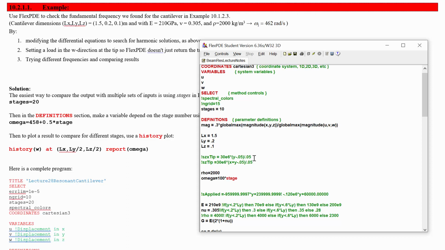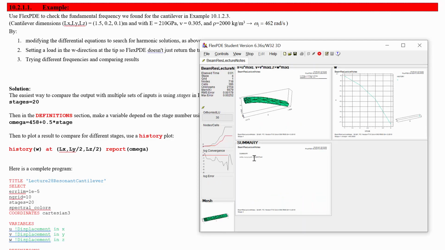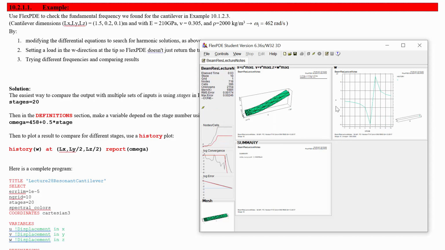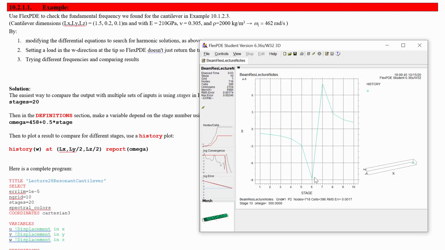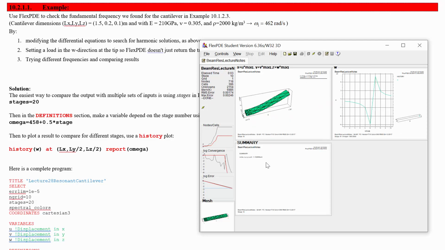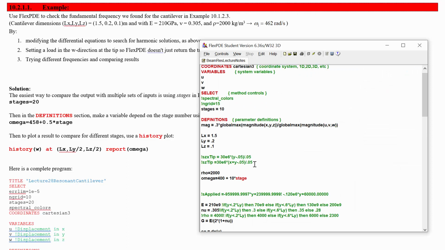So what else can we do? We know that it's above 400, so let's say 400 plus 10 times stage and see what it looks like. Okay, sweeping down, jump up and over. We've got another displacement between 6 and 7. Now 6 and 7 means between 60 and 70. Okay, this is looking pretty good. Now we'll add 1 times stage.